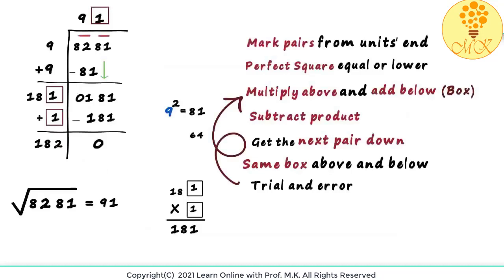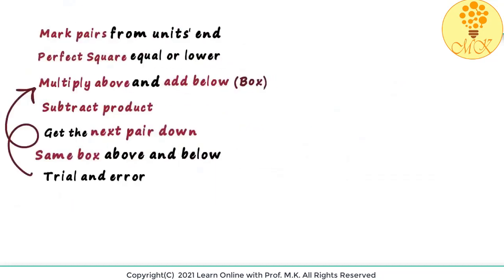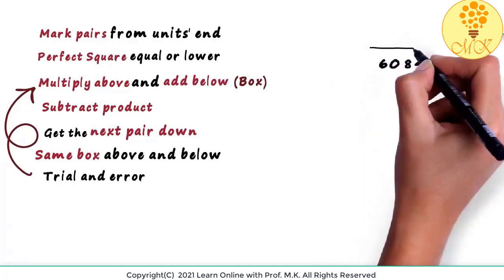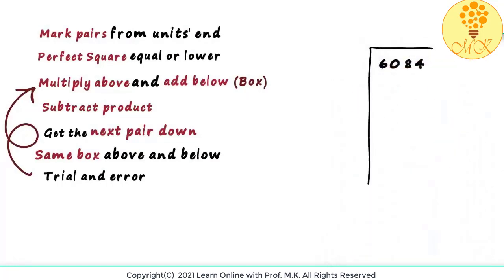This is where we left off in the last video. We followed these steps to get the square root of 8281 as 91. Now let's try solving for the square root of 6084. Before we start off with the steps, remember to draw lines like these next to the number. After this, go to the first step.